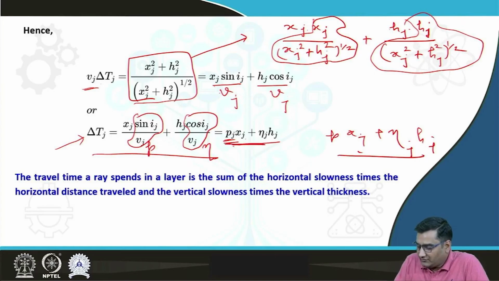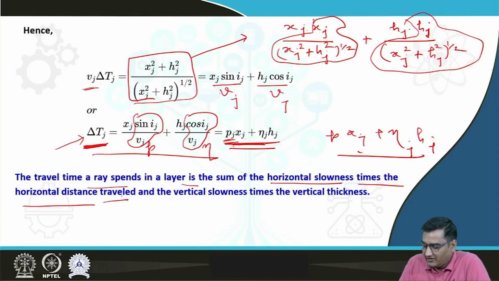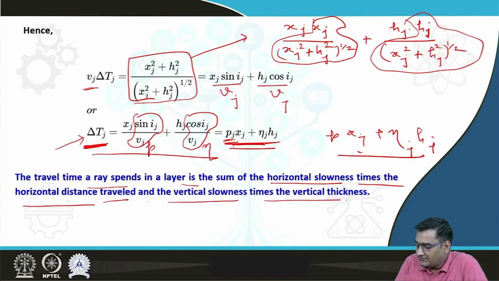Okay, so just concentrate on this term. What you are seeing is that the total travel time, or you can say the travel time of the ray that it spends in a layer, is the sum of the horizontal slowness times the horizontal distance traveled and the vertical slowness times the vertical thickness it travels. So you can see it is the product of P into the horizontal distance the ray is traveling plus the vertical slowness times the vertical distance the ray is traveling in the layer.